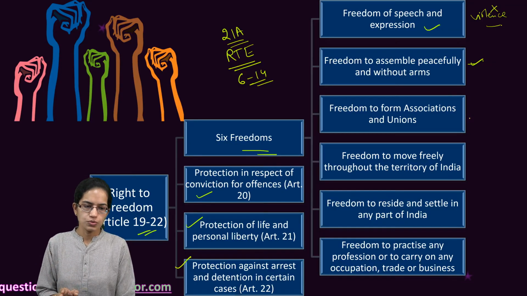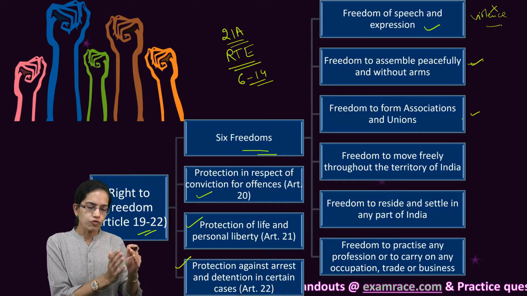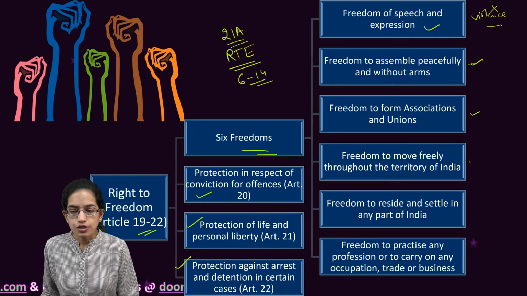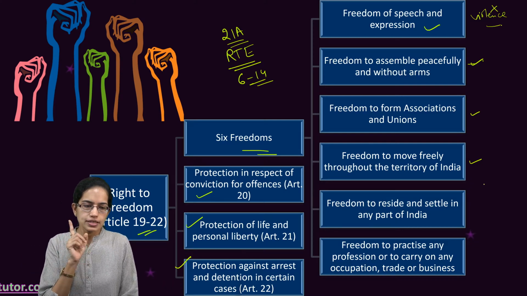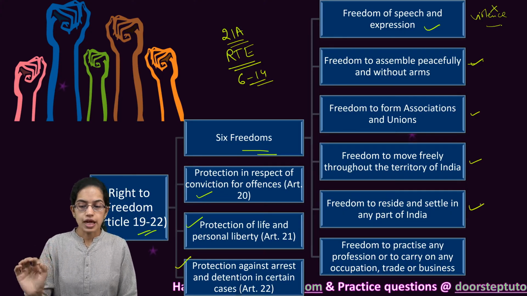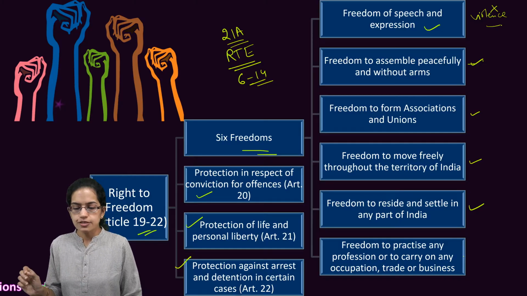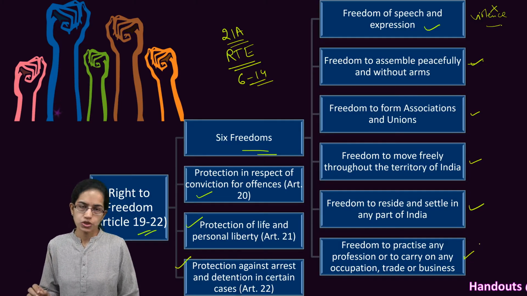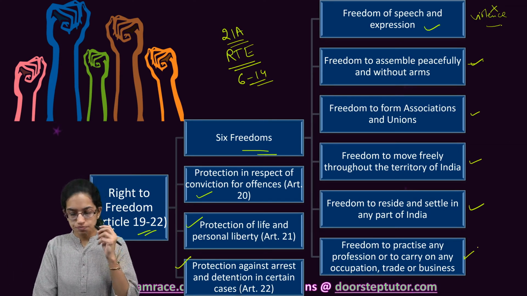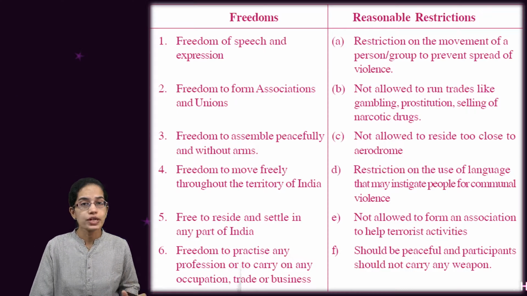Right to form associations and unions. That is again allowed under the constitution, but there are restrictions on what kind of organizations or associations cannot be formed, which could be detrimental to the safety and the security of the nation. Right to move freely throughout the territory of India, but this does not allow any kind of illegal activities to be established across India. The next is freedom to reside and settle in any part of the country with a restriction in the regions very close to the airport or the aerodrome. And the next is freedom to practice any profession and carry out any occupation, trade or business unless it is detrimental to the society at large. So those are the various freedoms. These 6 freedoms come with their own restrictions that we must understand.